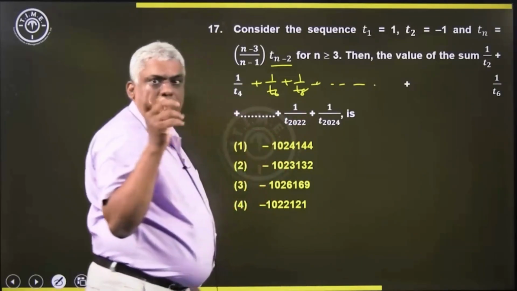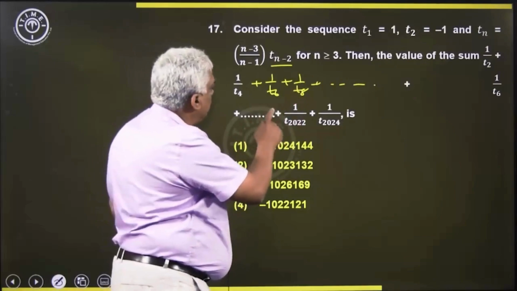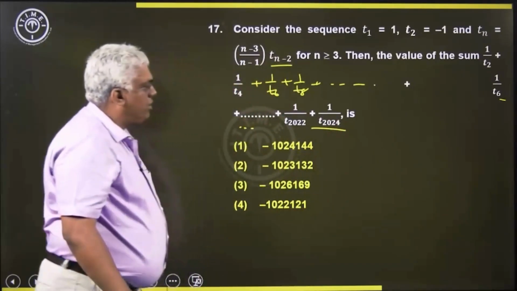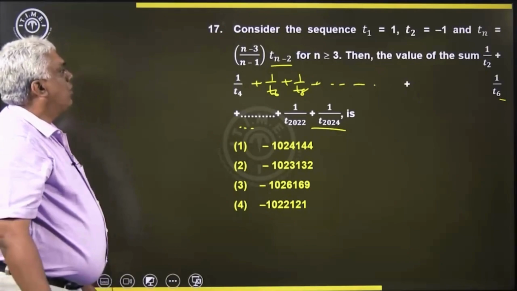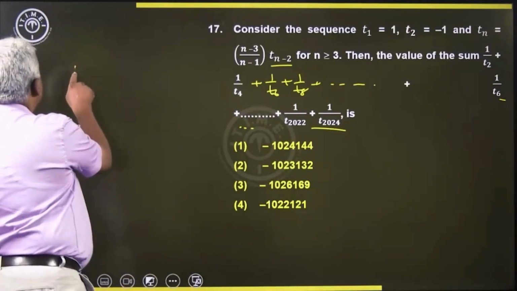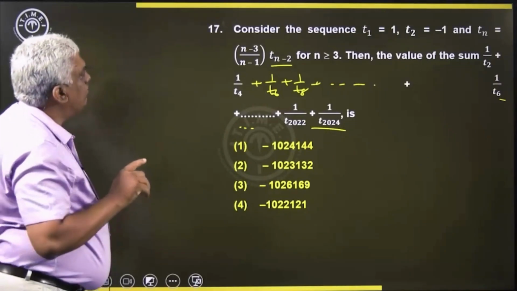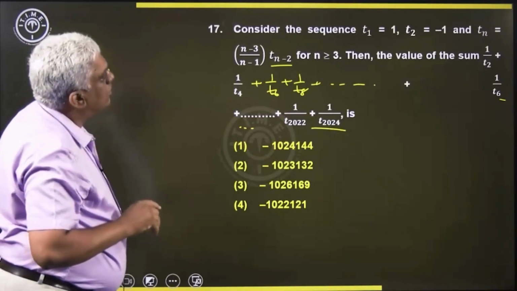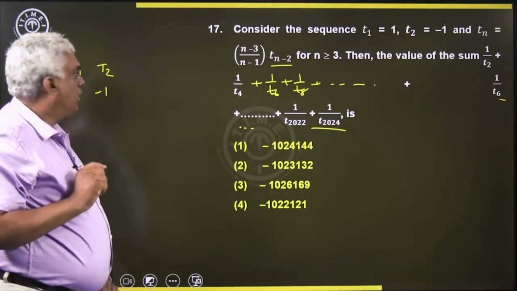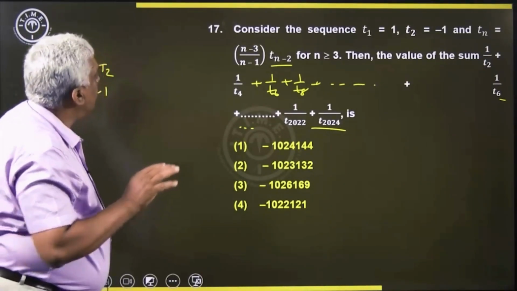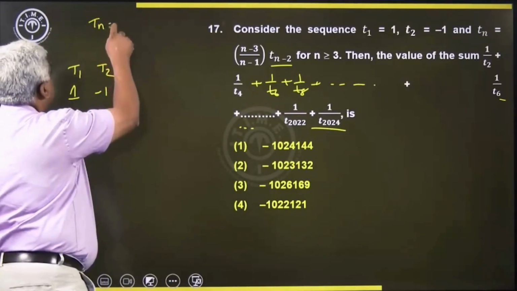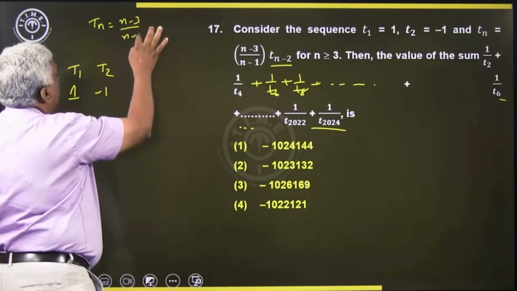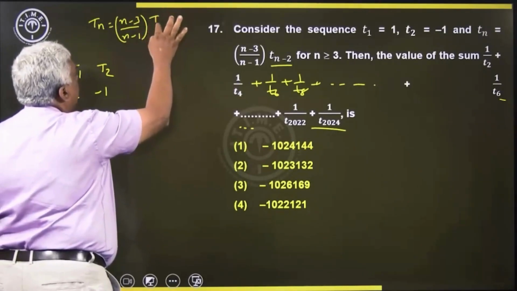The question is not typed properly. 1 by T6 is already written here, dot dot dot till 1 by T of 2024. Now, let us see here. T1 is given as the first term, T1 is 1, T2 is given as minus 1. Now, we have a formula: Tn is given as (n minus 3) by (n minus 1) times T of (n minus 2).